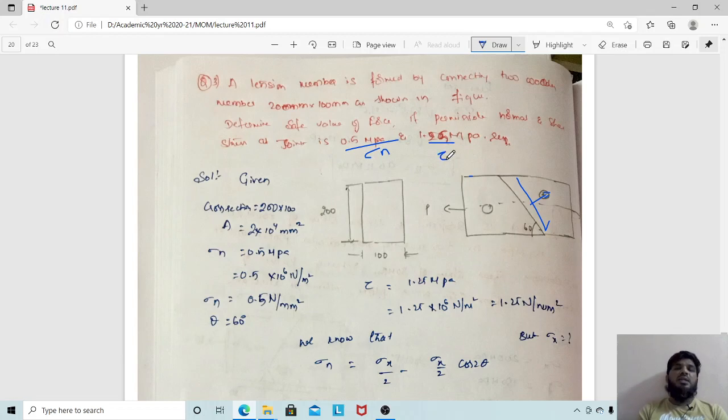So we have to write the formula. What is the force acting here? Only one force is acting. Because of this force, what is the stress generated here? Sigma x. That stress is acting in the tensile direction. Because of the load, there will be sigma x alone.